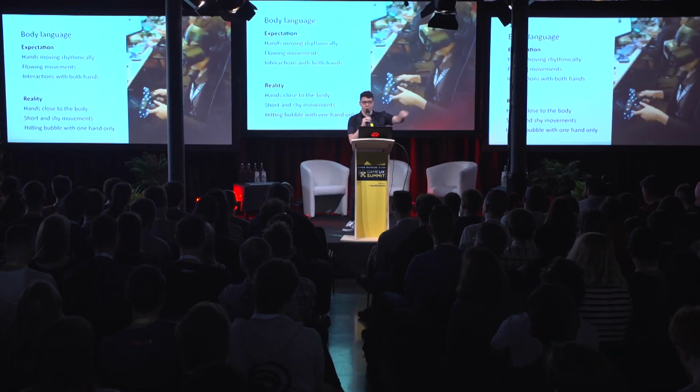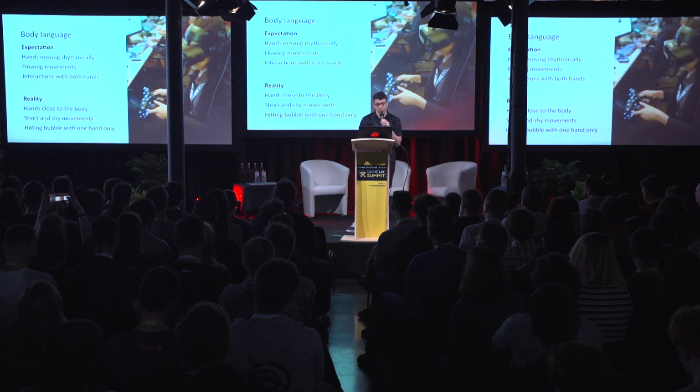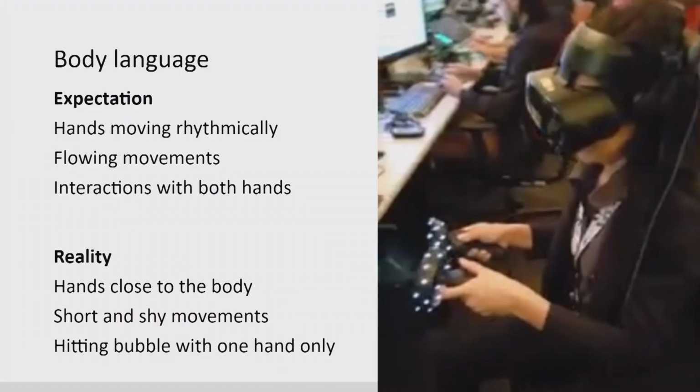Then we need to pay attention to our players' body language. We expected rhythmic hand movements, flowing movements, and interaction with both hands. But in reality, people were like little T-Rex. It's a T-Rex position that we call it, with arms closed and close to the body, short and shy movements, and hitting the bubble with only one hand.